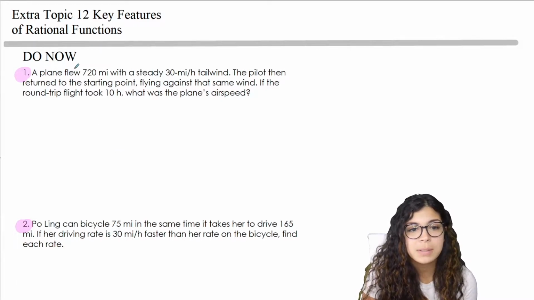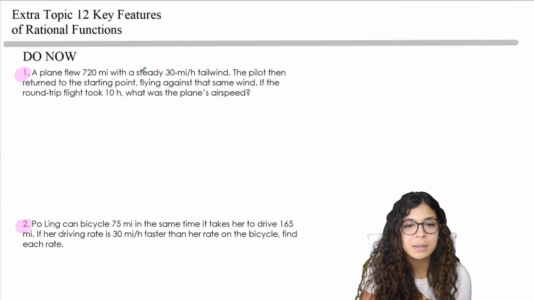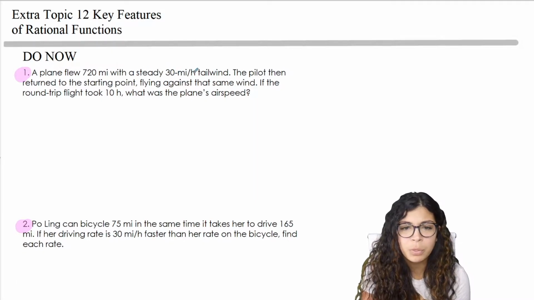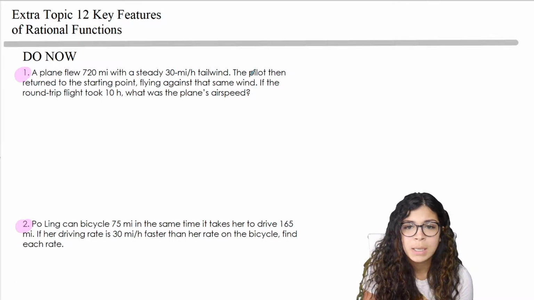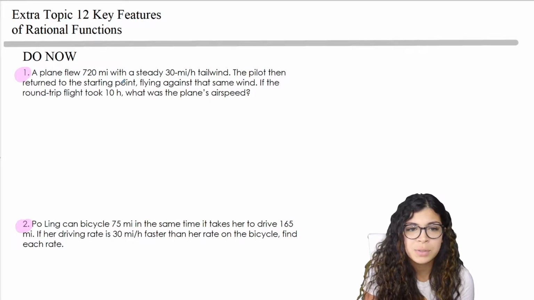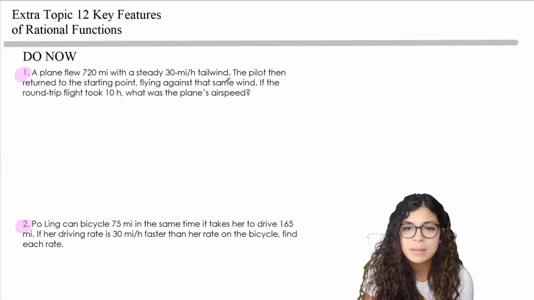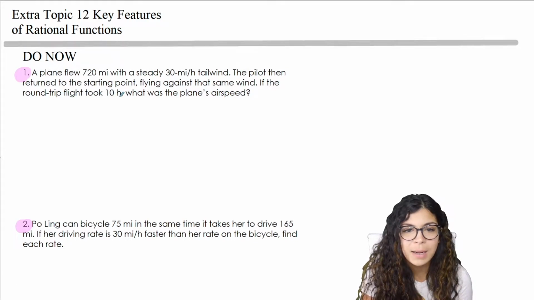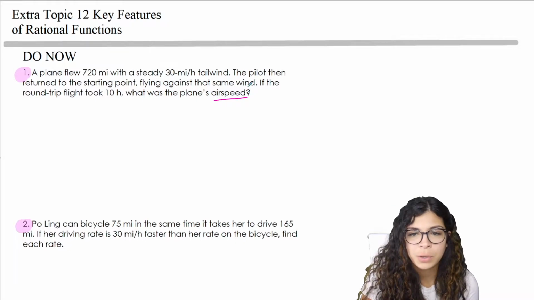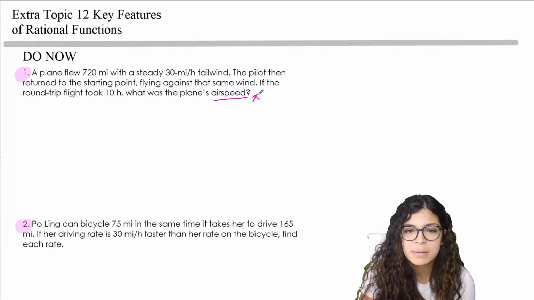Looking at the first one, it says a plane flew 720 miles with a steady 30-mile-per-hour tailwind. The pilot then returned to the starting point, flying against the same wind. If the round-trip flight took 10 hours, what was the plane's airspeed? That's what we're looking for. Let's call the airspeed x.